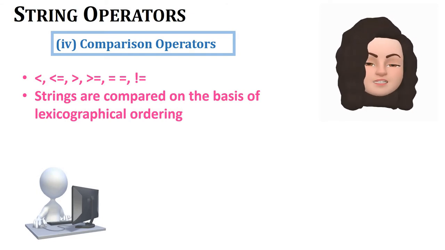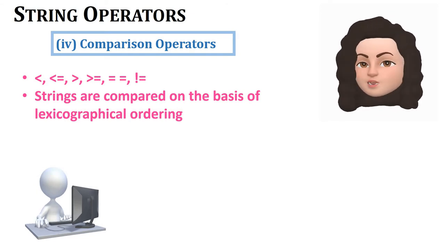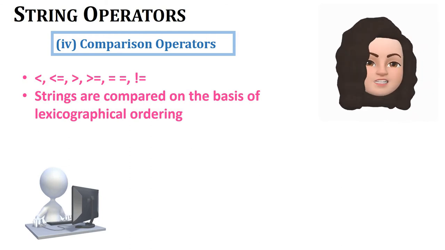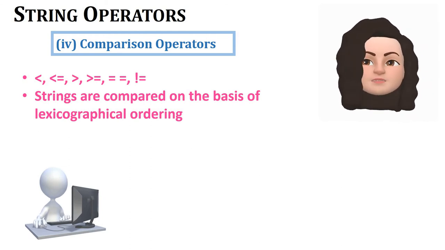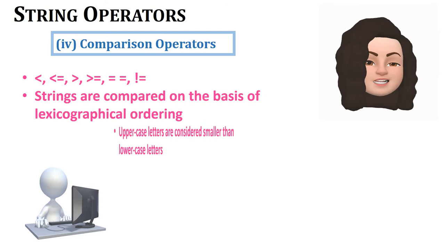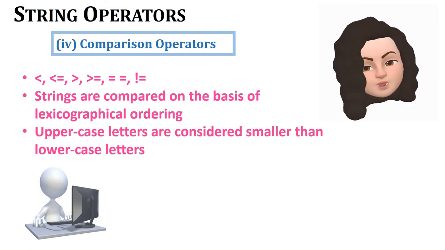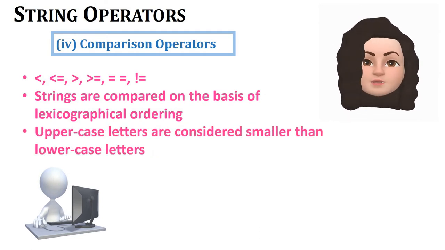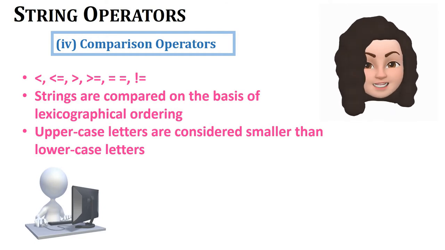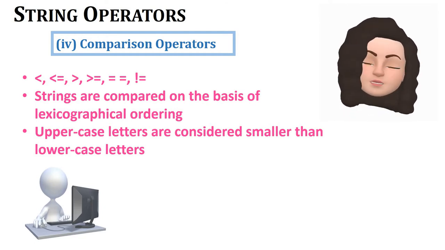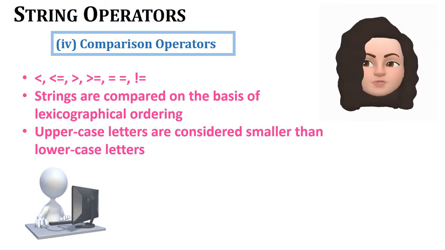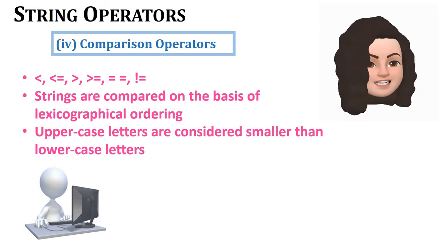And Python is case sensitive. So uppercase letters and lowercase letters are treated differently. And when you compare, uppercase letters are considered smaller than the lowercase letters because the ASCII value of uppercase are less than the ASCII value of the lowercase letters. Okay, so strings are compared on the basis of lexicographical ordering, and uppercase letters are considered smaller than the lowercase letters.